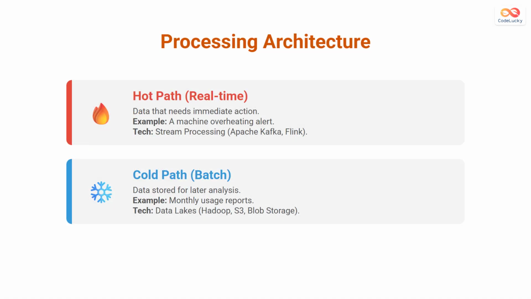A common architecture involves 2 paths. The hot path is for real-time data that needs immediate action, like an overheating alert. The cold path is for batch storage, where we keep data for long-term analysis and historical reporting.